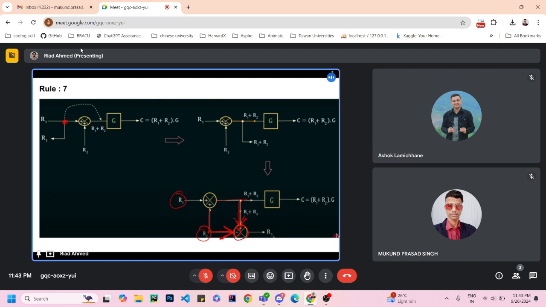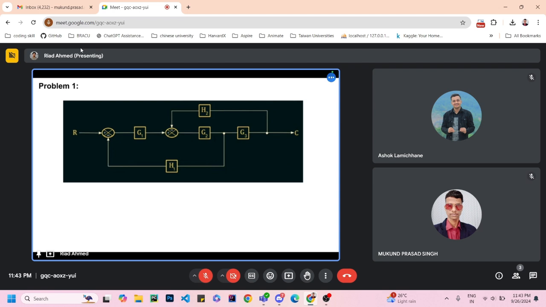So this will get easier when we solve an actual block diagram. All of these rules will get easier for you. So let's solve a problem. How can we solve this?